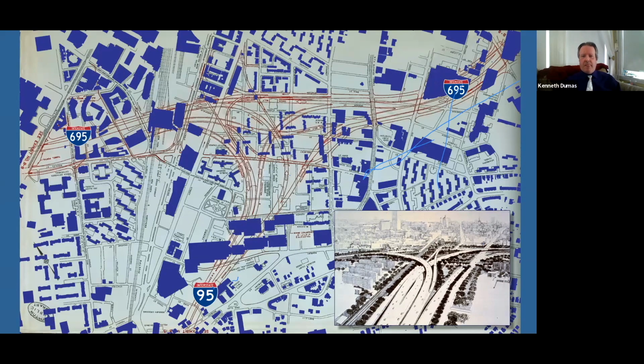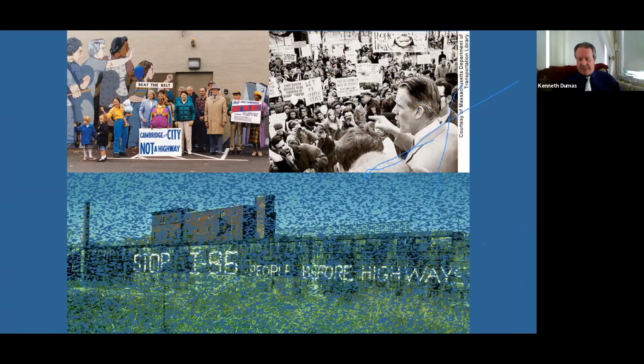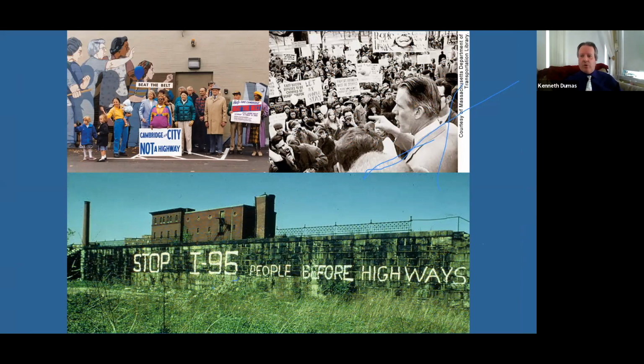Well, at the end of the day, it didn't matter because there were so many protests on all aspects of this that the governor of Massachusetts at the time, who's pictured in the upper right-hand corner, not only stopped the project, but he gave the money from the highway and put it toward transit.